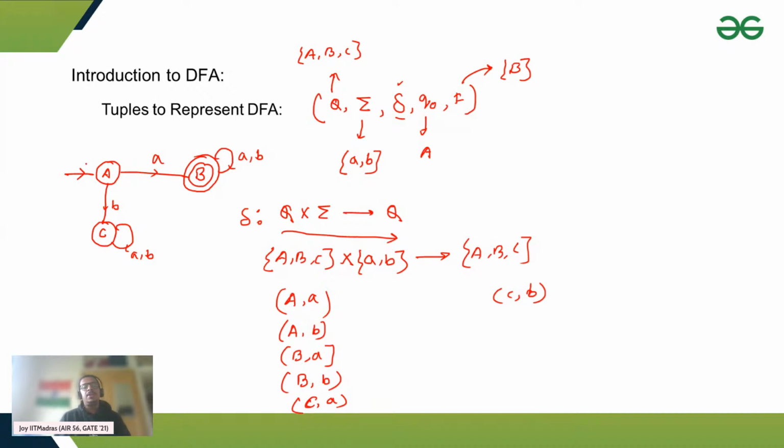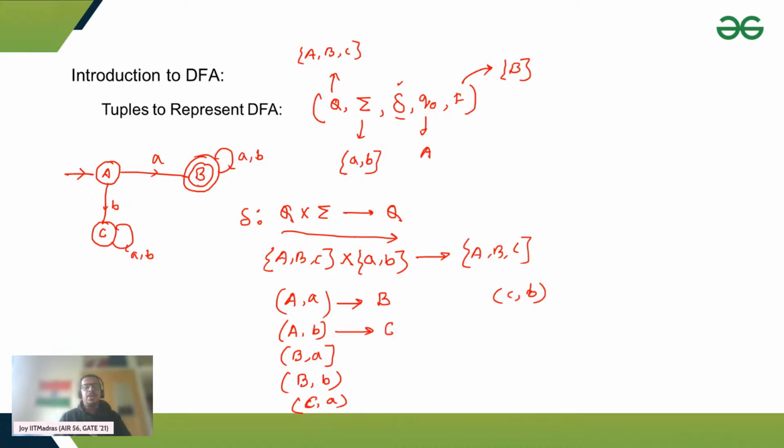Now depending on the DFA, we'll write what the production rules are. We are in state capital A and we get the symbol small a. Then where are we going? We are going to state capital B. Next, we are in capital A and we get the symbol small b. Where will we reach? We'll reach state capital C.